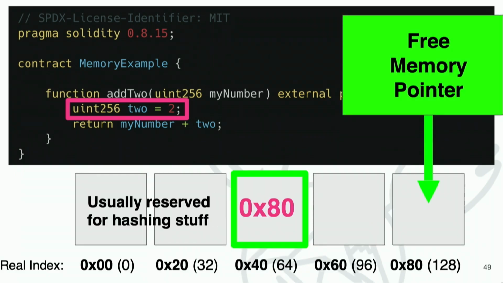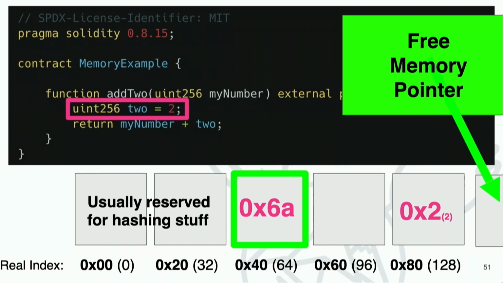So if this is memory, those opcodes get run, the data gets stuck in there because that's where the free memory pointer says there's free memory, and then we update the free memory pointer to say, hey, now free memory is 1 block down, right?